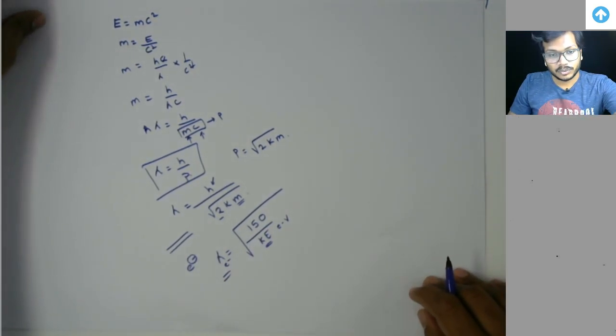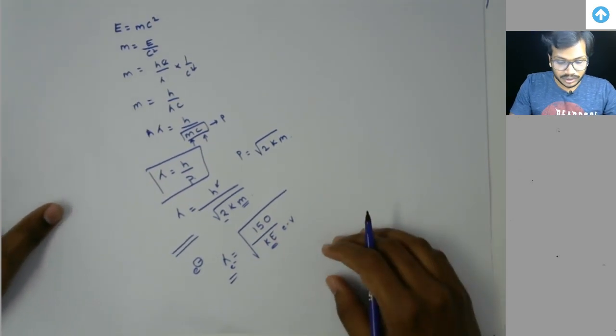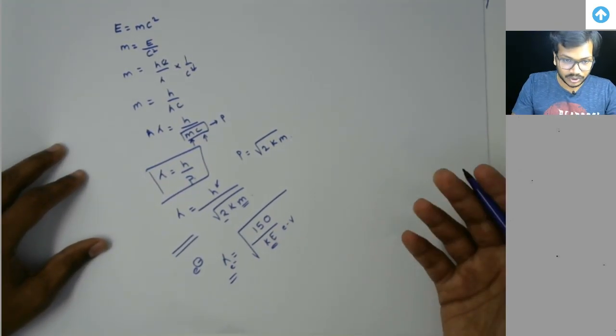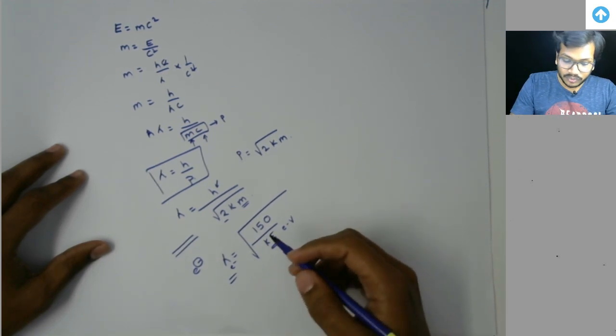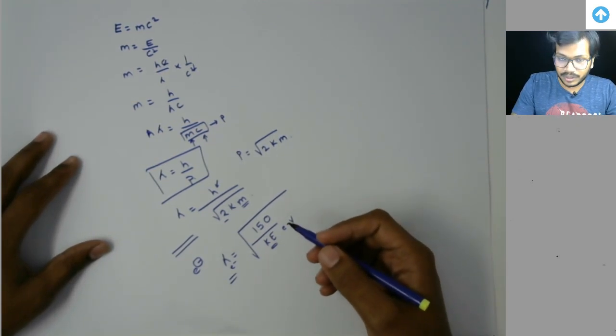Now let us move on. This was de Broglie's analysis. This was de Broglie's hypothesis. To prove this hypothesis, an experiment was conducted.